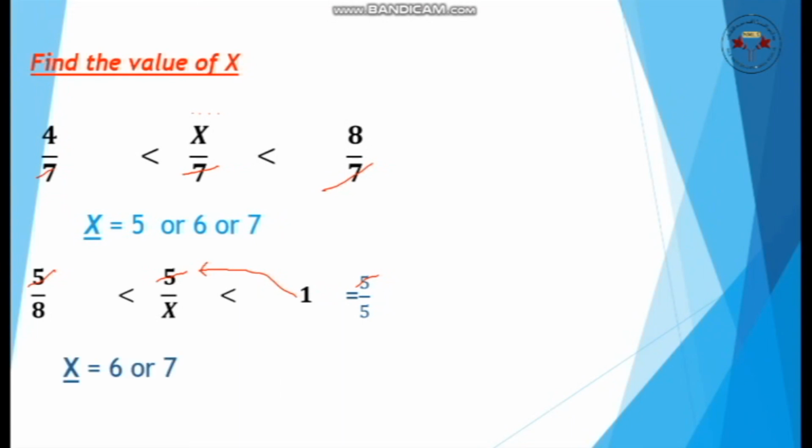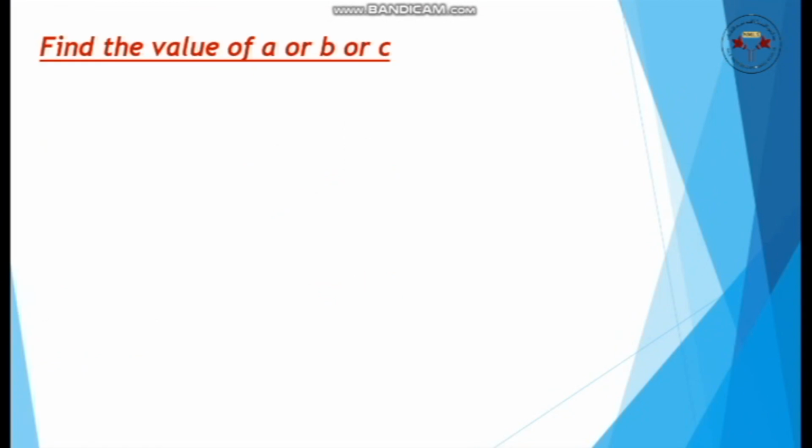Go next. Find the value of a or b or c. And I have to know that any letter in math means a variable, an unknown number. So it means to me dots. If I have a question like 2 over 5 equals a over 15, I mean that a means dots. A means unknown value. So here I can see that 2 over 5 is a complete fraction.